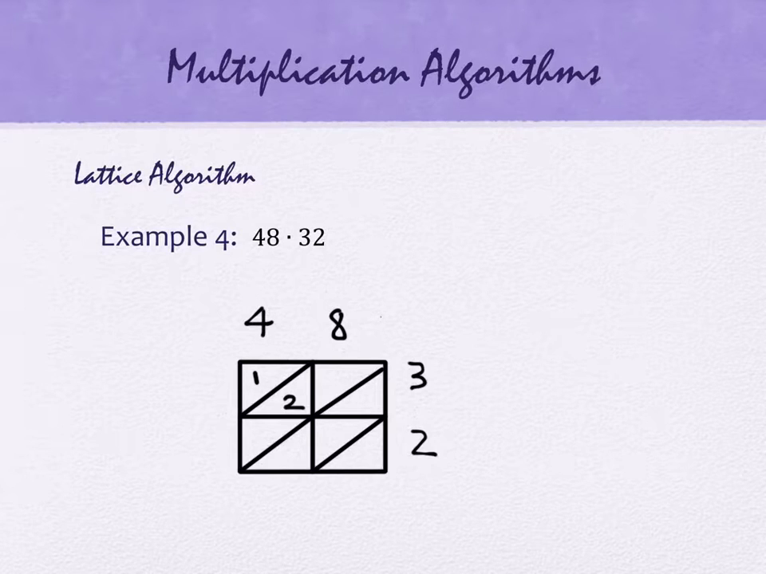If I go to the right corner next, I have 8 times 3, which is 24. The 2 goes in the top left-hand corner. The 4 goes in the bottom right-hand corner. So now I'm going to go to my second row.